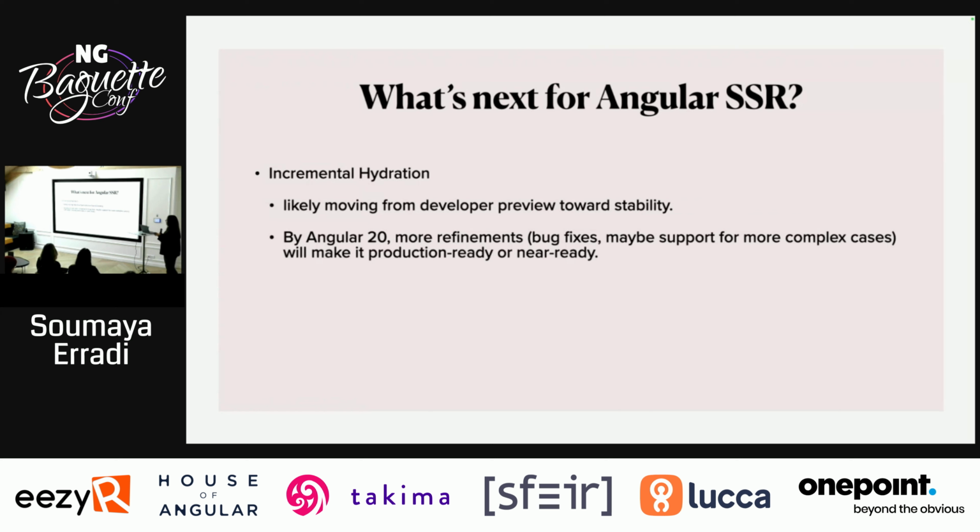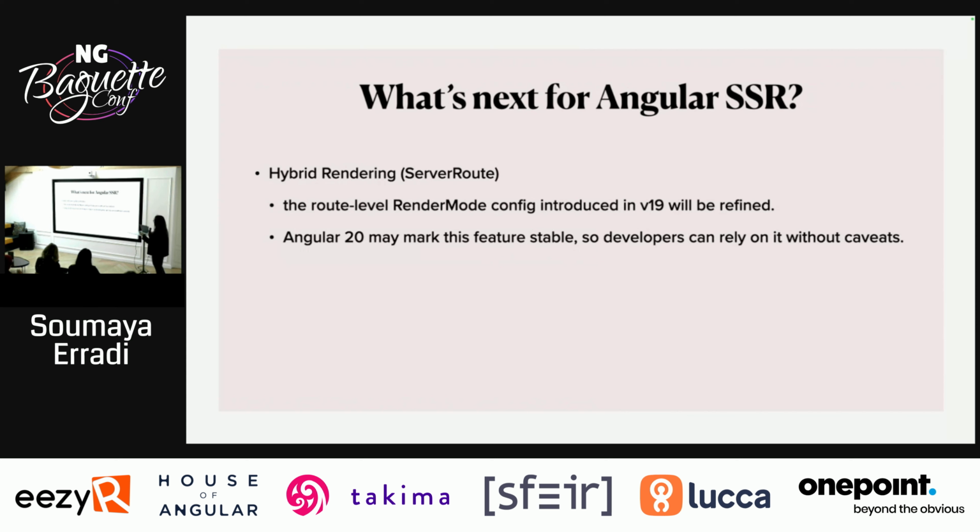And incremental hydration is still in developer preview. I expect it to maybe be stable in Angular 20, and also maybe to have some more triggers so that we can choose when we actually want to hydrate, so some more cases. And for hybrid rendering, the last thing that we've seen, which was introduced in version 19, I'm expecting it to be improved and maybe integrated more with the Angular router package.